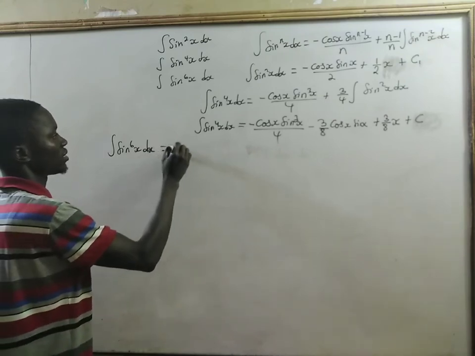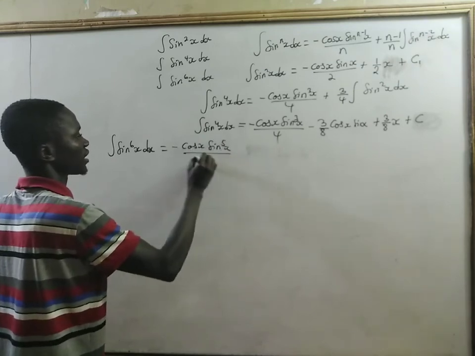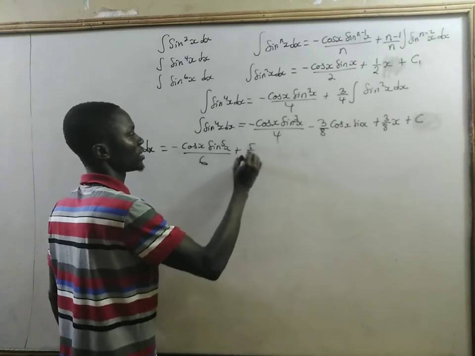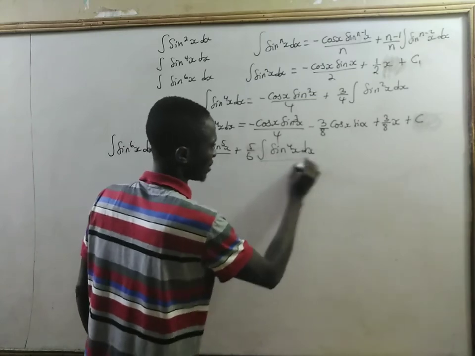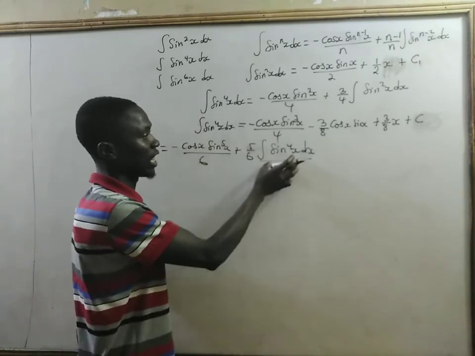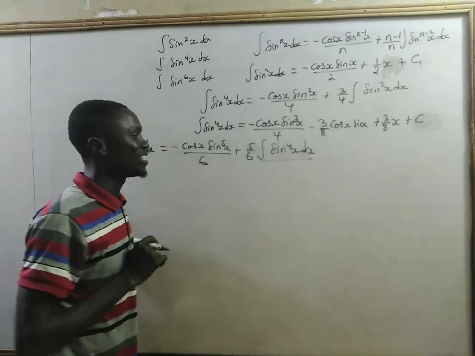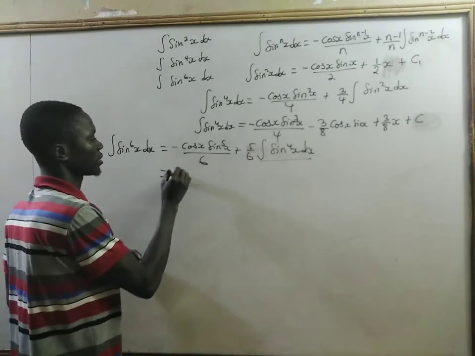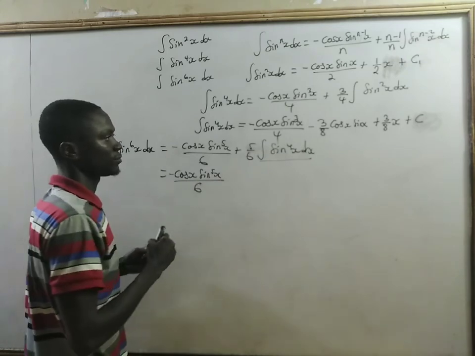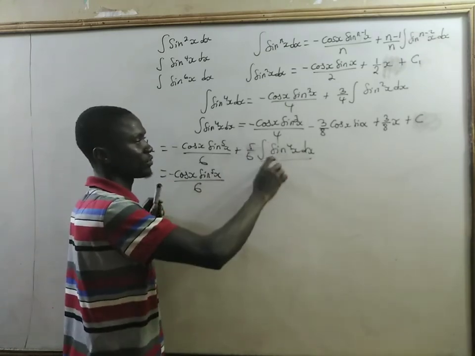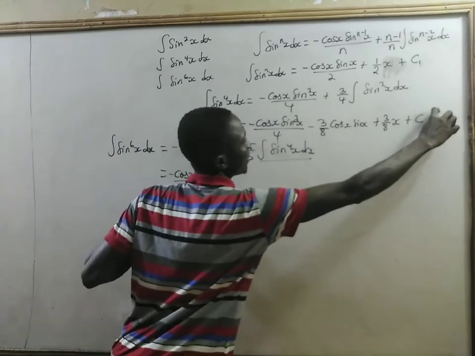Now, this will give us minus cosine of x sine to the power 5 of x divided by 6, plus 5 on 6 times the integral of sine to the power 4 of x dx. Thank God it's Friday. Thank God we have the integral of sine to the power 4 of x dx on the board. So we put this as minus cosine of x sine to the power 5 of x all divided by 6. Since we have the integral of sine to the power 4 of x dx here, we are going to multiply 5 out of 6 by that.